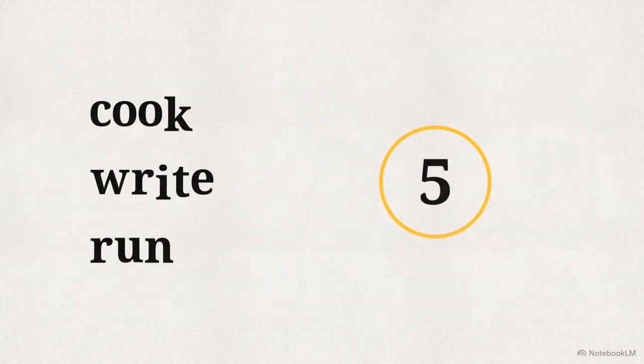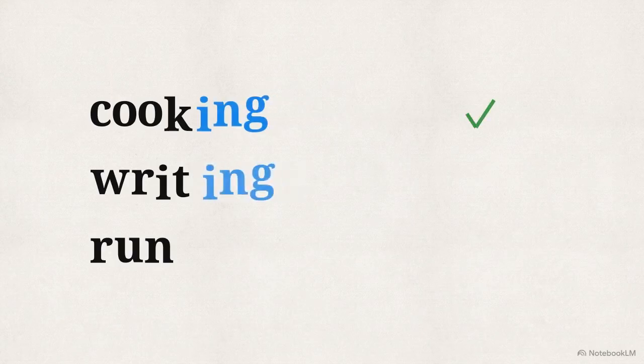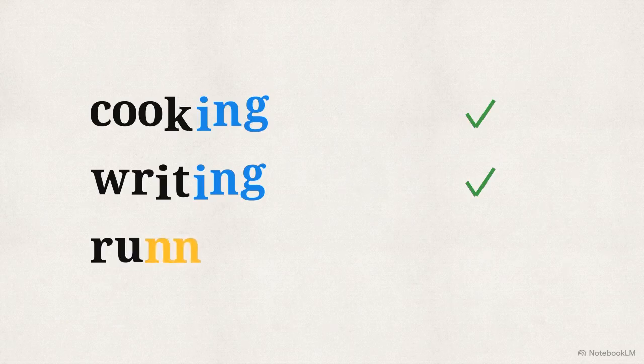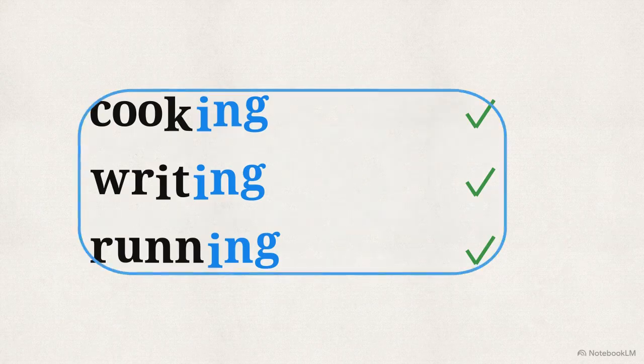Let's test this out. Pause the video and try to spell the -ing forms for these three verbs: cook, write, and run. Let's see your results. Cook follows the normal rule, becoming cooking. Write ends in an E, so we drop it for writing. And run follows the consonant-vowel-consonant pattern, so we double the N for running. Mastering these three specific patterns handles the spelling for almost every continuous action you will need to describe.